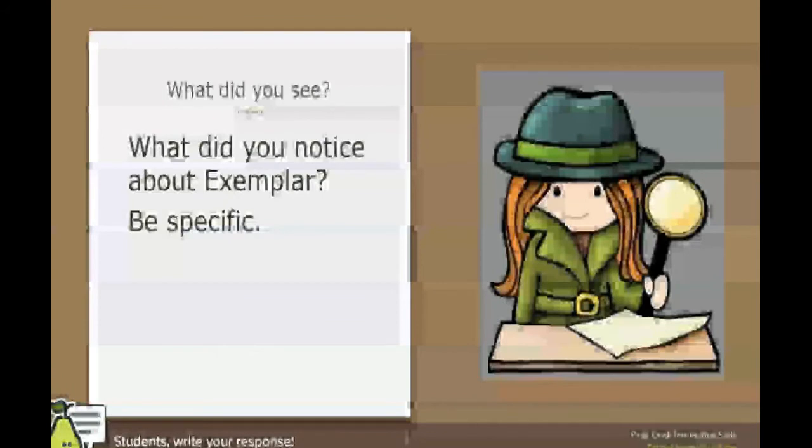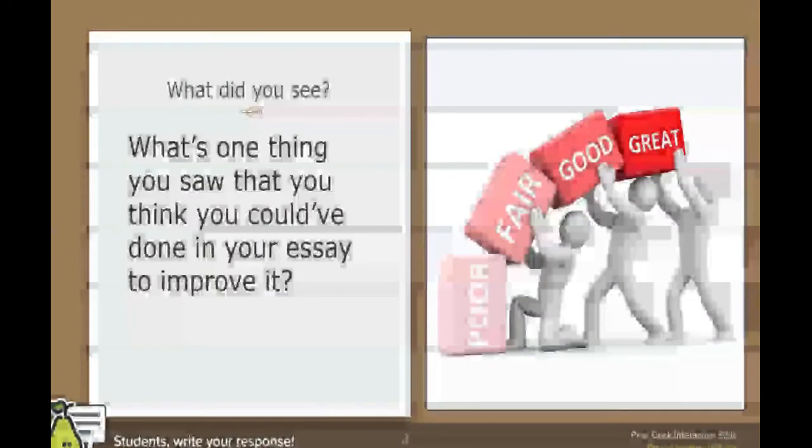The next part of this is going to be to answer 3 questions on the Pear Deck. What did you notice about the exemplar? What stood out to you? What was different about this than your essay, or something that you didn't know you could do, something that surprised you, something that impressed you, something that you liked, whatever you noticed. Try to write a sentence about that. Then, what is one thing that you saw in the exemplar essay that could have improved your essay? Try to be specific. Don't just say, I could use more analysis or more evidence.